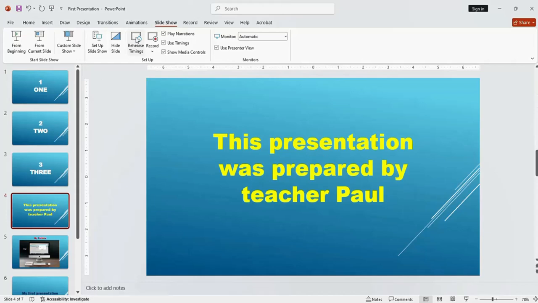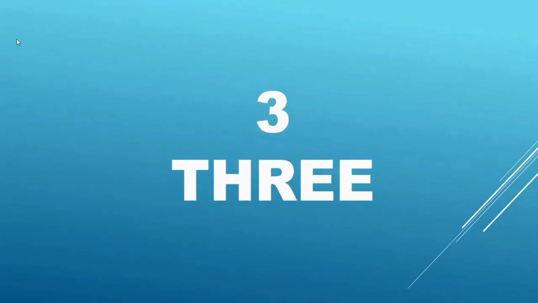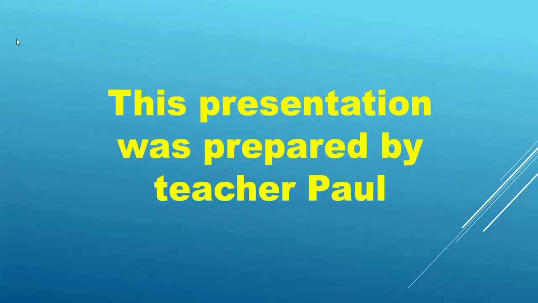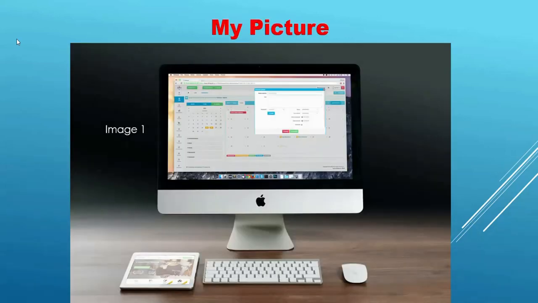You go to the slideshow tab, then you click from beginning. Okay, then you use the space bar. You keep pressing the space bar. So as you are teaching, let's say I am teaching my students how to read. So I can say 1, then I press the space bar, 2, then I press the space bar, 3, then I press the space bar. You see, it keeps on changing. Anytime I press the space bar, the next slide will come.